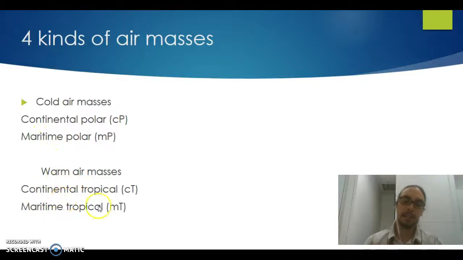We have continental tropical, little c, big T. That's going to be a hot air mass over the continent. A lot of the times you find those over deserts. And then we have maritime tropical, and that's little m, big T. So that's going to be in the oceans, the Pacific or the Atlantic, and it's going to be warm tropical weather being flowed in from there.